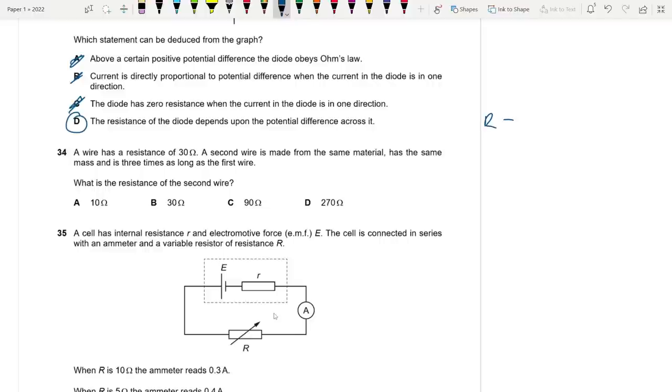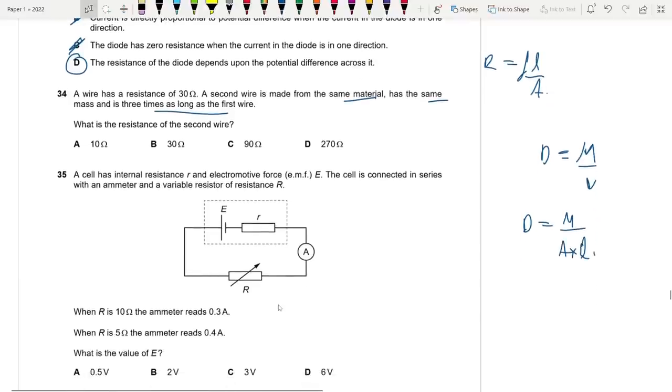Okay. R is equal to rho L by A. Same mass, but 3 times as long. Okay. We know that density is equal to mass by volume, right? So same material, so same density. So density equals mass by area times length. So this is for the original wire, okay? So for the original wire, A was equal to M divided by density times length.